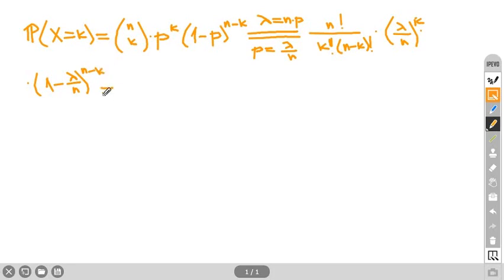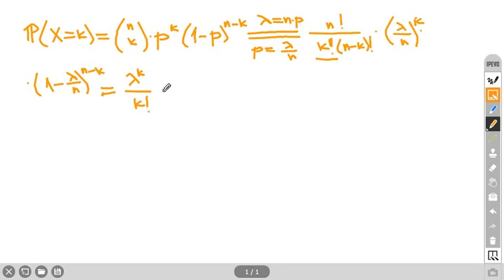So what I'm doing here is the following. I'm grouping and cancelling some terms. I have lambda to the k here, so I'm writing it here. I have k factorial, and I'm writing that k factorial here. I'm cancelling n factorial and n minus k factorial.